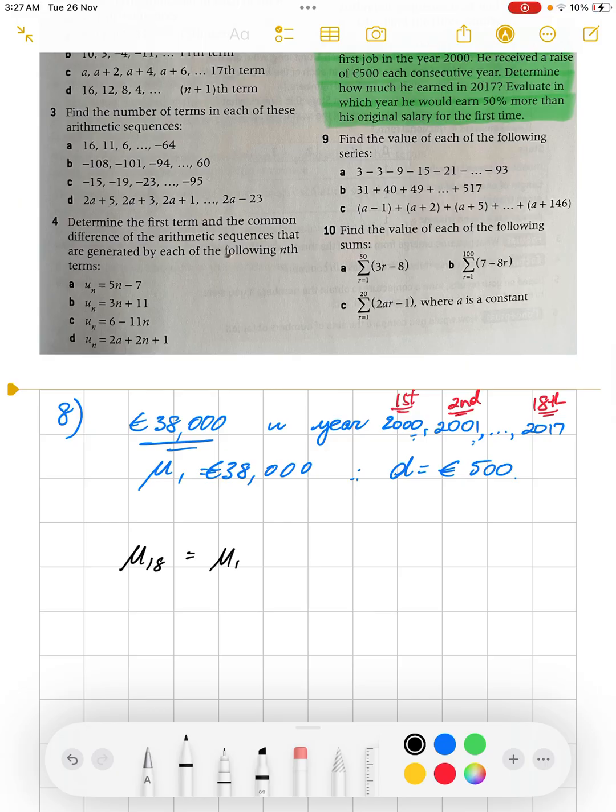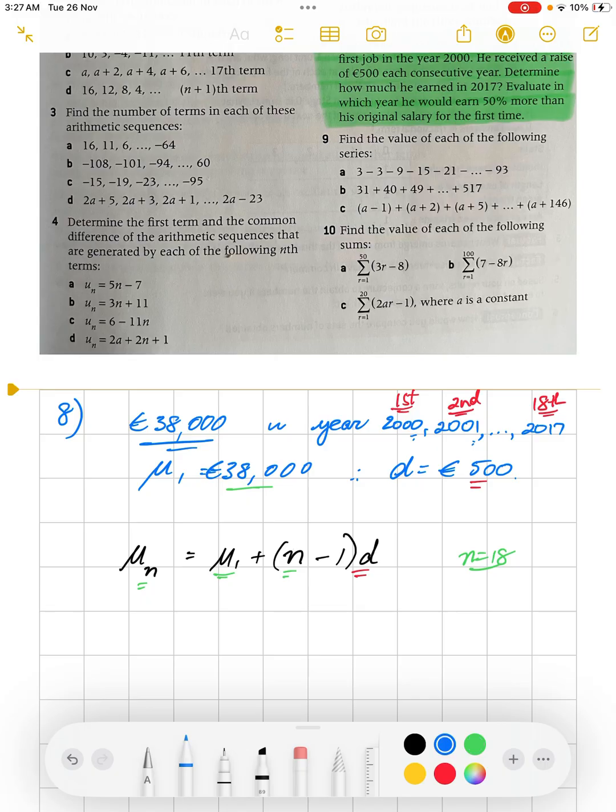And so that's the first term plus n minus 1 lots of d. Now, I will just put the rule to start with. The rule is the nth term. So we want n equals 18, so we'll put an 18 here and an 18 there. D is 500, so we'll put a 500 here. And the first term is 38,000, so we'll put 38,000 there.